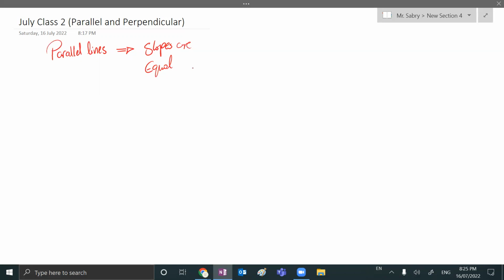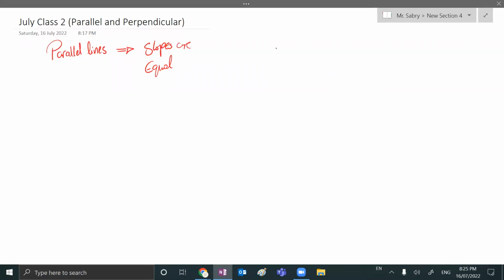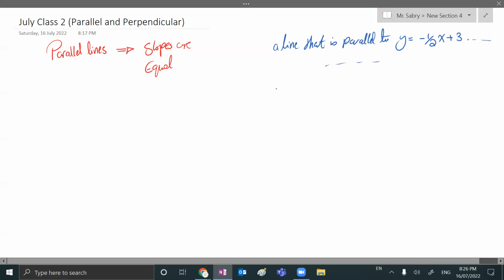We said earlier that slope is the measure of the steepness of the line. So if I have two lines that are parallel to each other, this means that they're both steeped the same exact measure, which means that their slopes are equal. So again, if in the question it says something like a line that is parallel to y equals negative half x plus 3, and then there's the remaining of the question, whatever it may be.